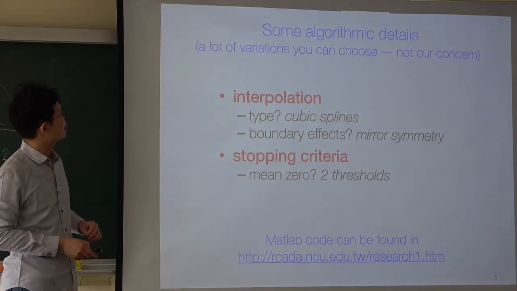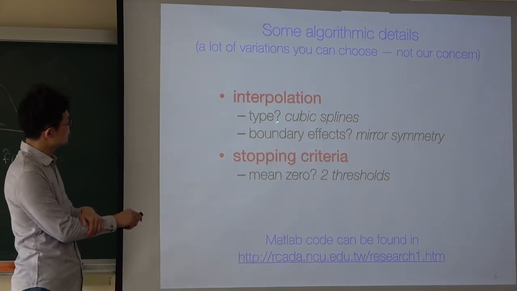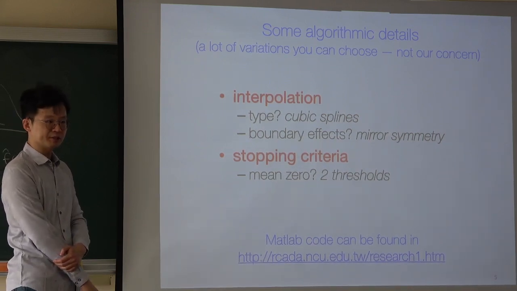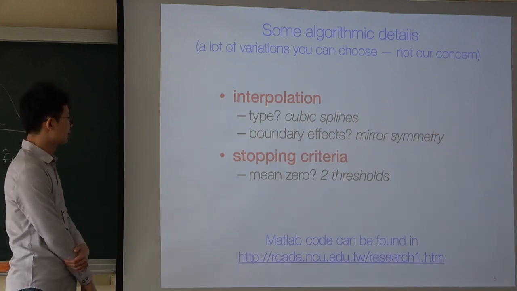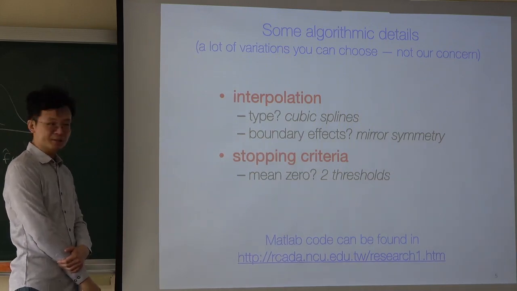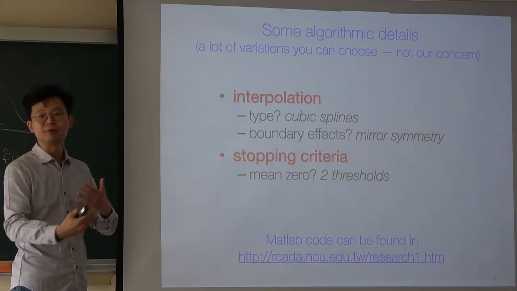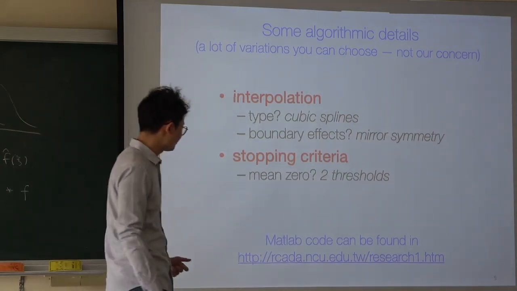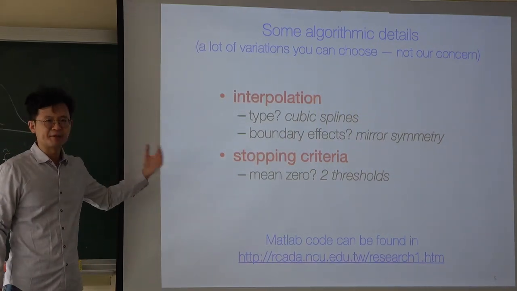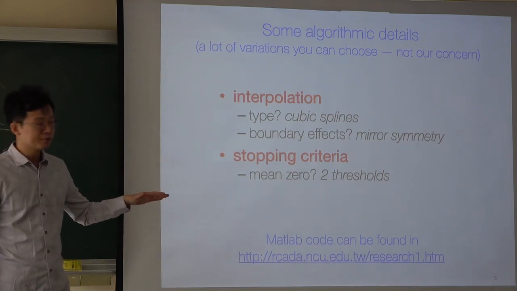And there are some algorithmic details, for example, how to do interpolation. The proposed one is using cubic spline. If you have boundary effects, how to solve them? Usually we use mirror symmetry. And for stopping criteria, there is the zero mean. Then there are some thresholds you can set up so that you can say it is already what we want. You can find the MATLAB code online here. And you will see there are a lot of variations of EMD algorithms, really a lot. We will not go into all of them.